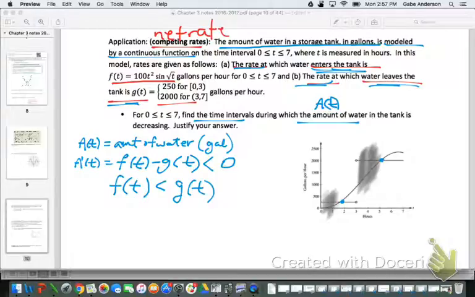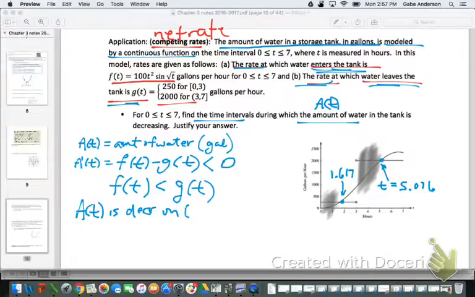So I used the calculator intersection finder to find these two blue intersection points. And so this point right here, the t value of intersection is 1.617. And over here on this one, the t value of intersection is 5.076. So we could conclude our question by saying A of t is decreasing on the intervals 0 to 1.617 and also 3 to 5.076.